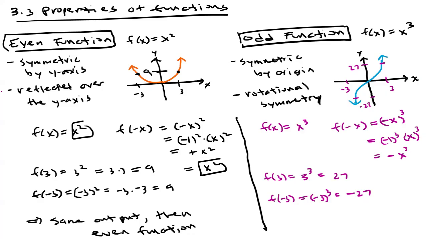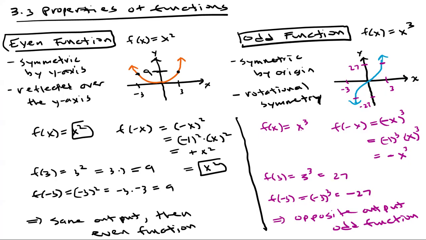Okay. So what does that mean? Well, notice again, these are opposite. If I have a positive x cubed for my original, when I plug in a negative x to my original function, it gives me the opposite. It's a negative now. So the bottom line here is we have the opposite output. Then we have an odd function. It's an odd function.